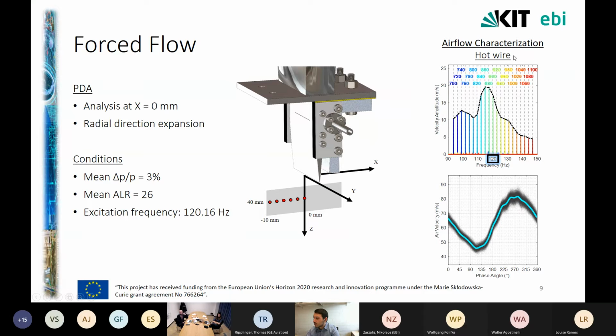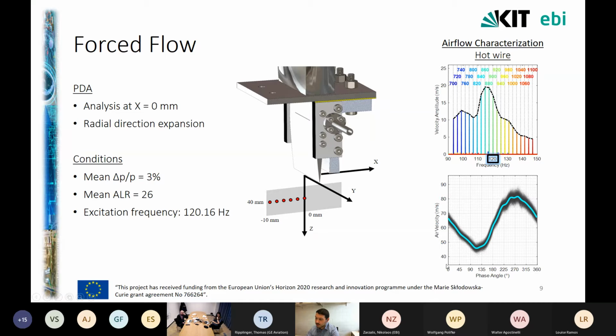So by measuring with the hot wire a variation of excitation frequencies in the range around 120 Hz for this presentation, we can see the fast Fourier transform of all those measured cases, and each of these peaks denotes the amplitude of the fluctuation for each of the measured excitation frequencies. For this presentation, I have chosen to show you the 120 Hz for a number of reasons. So all the results that you're going to see from this point are at this excitation frequency.